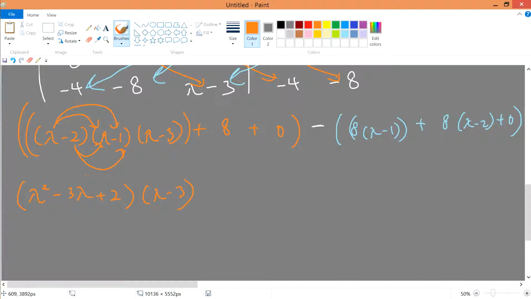Okay, so I'm going to do the same thing. Lambda square times lambda is lambda cubed. Lambda square times minus 3 is minus 3 lambda square. And then minus 3 lambda times lambda is minus 3 lambda square. And then minus 3 lambda times minus 3 is plus 9 lambda. And then 2 times lambda is 2 lambda. And then 2 times minus 3 is minus 6.